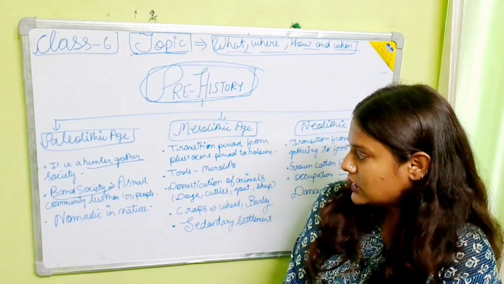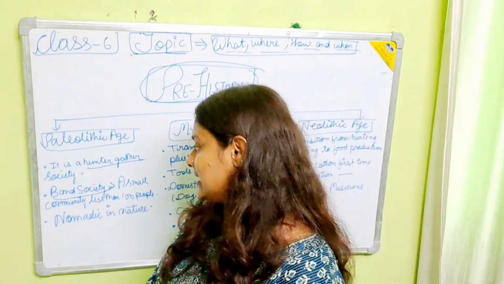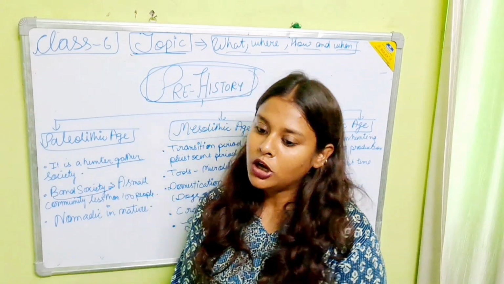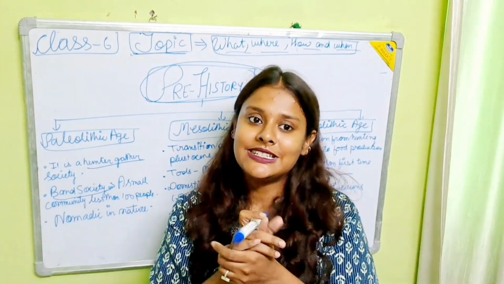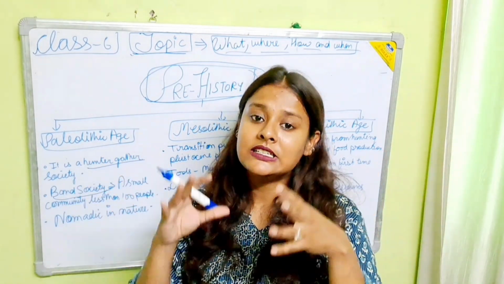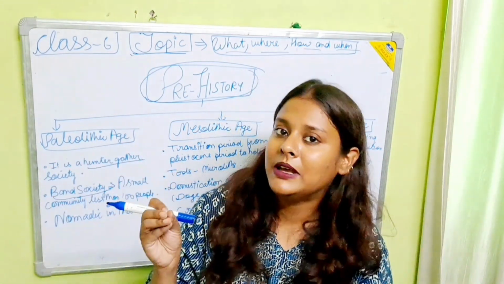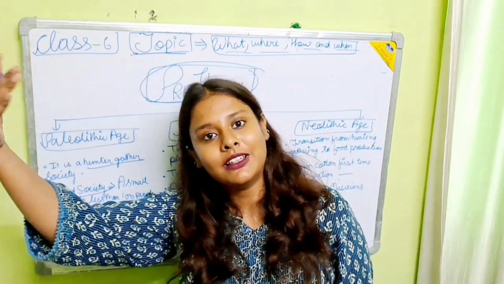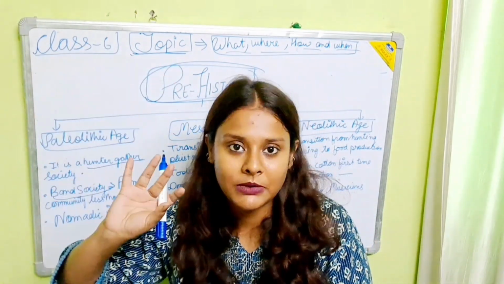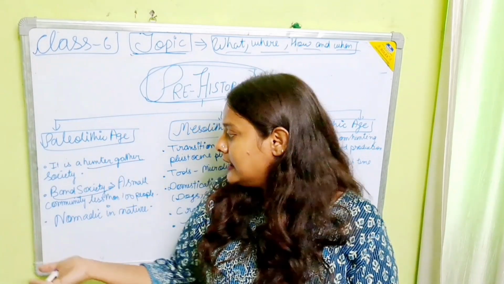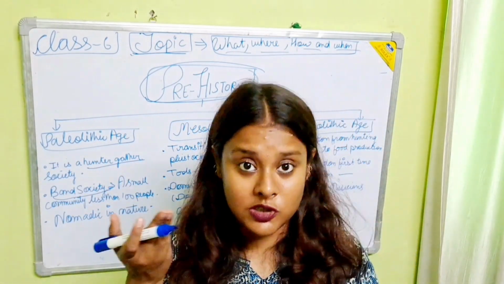What is a band society? A small community of less than 100 people. A group of people live together, they reside together, they hunt, gather, eat food, fulfill their basic needs and move to some other place in the condition of a natural calamity such as drought or flood. Then this type of society is known as a band society.